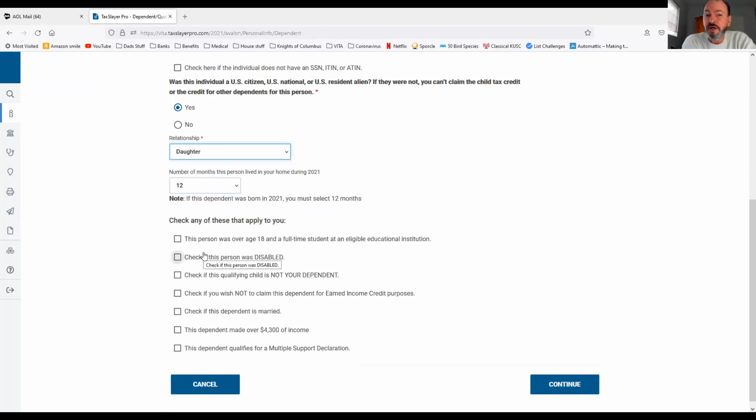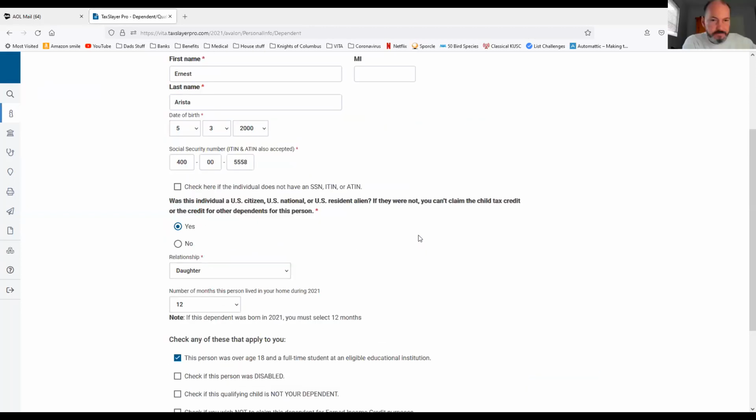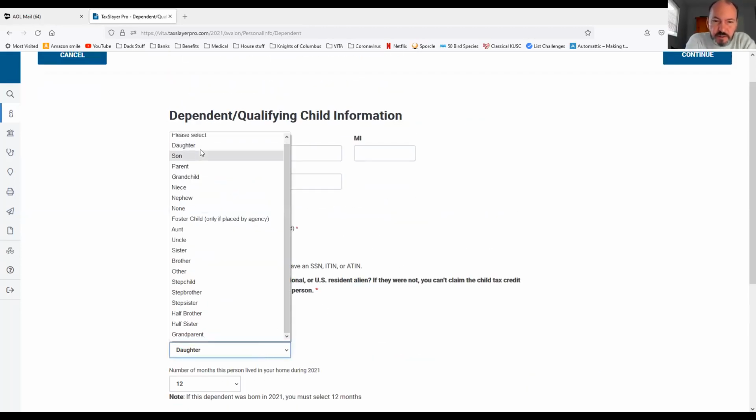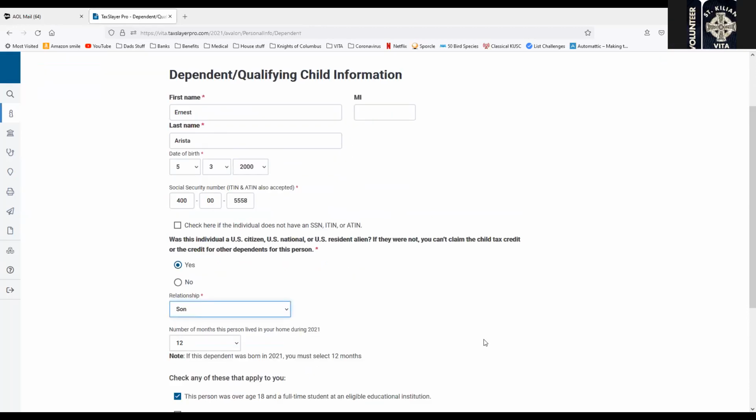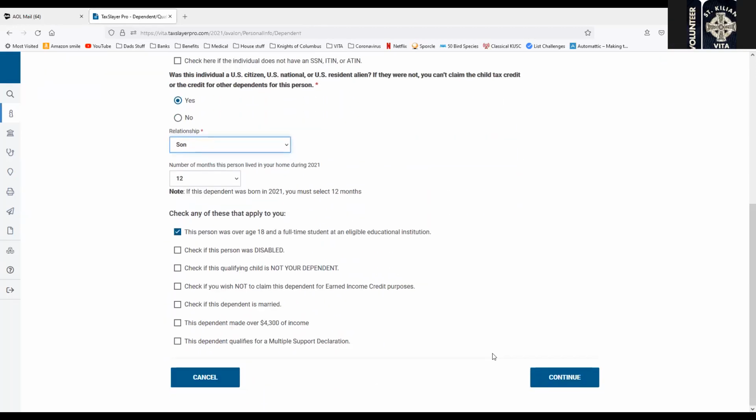And then Sean is going to click that top box. This person was over 18 and a full-time student, because he's going to that college that we indicated. So we'll hit continue. Daughter, he checked daughter, not son. Let's see that quality control. Good catch. Sorry. Mel, give that gentleman a raise.